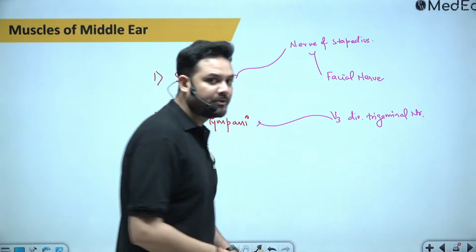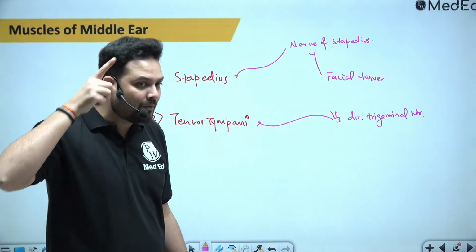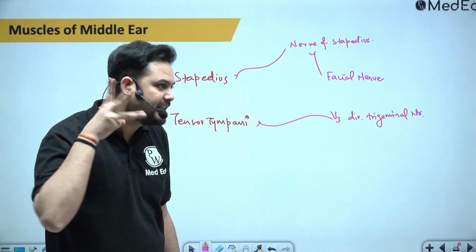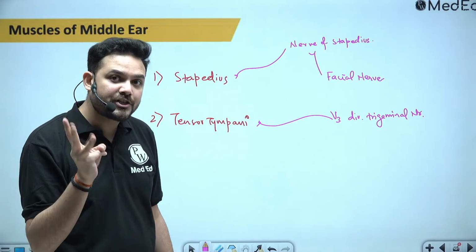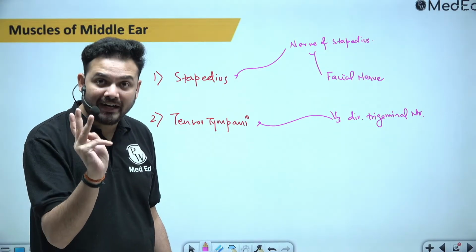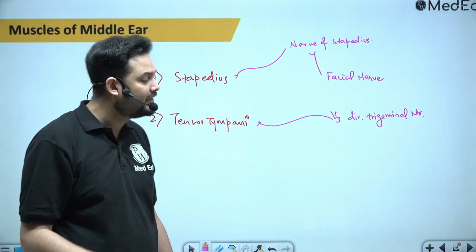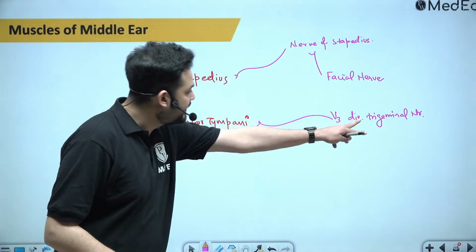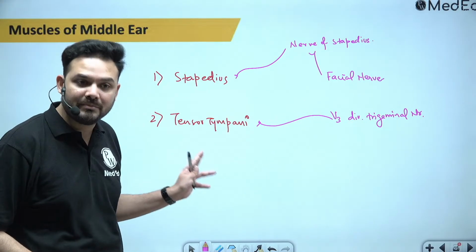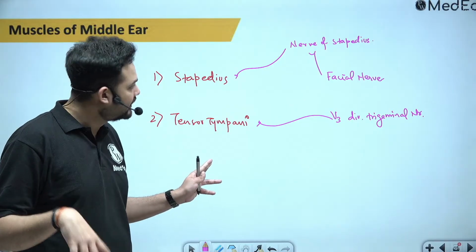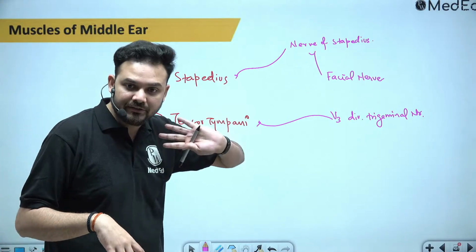Trigeminal nerve के 3 पार्ट होते हैं, V1, V2, V3. V1 ophthalmic, V2 maxillary, V3 mandibular. Mandibular division or the V3 division of the trigeminal nerve or the fifth nerve is the one which gives off the supply to tensor tympani muscle. Remember that. Okay, and stapedius is supplied by facial nerve.